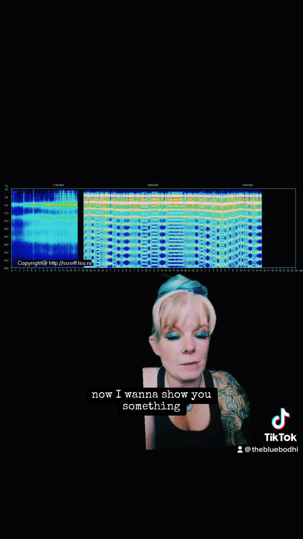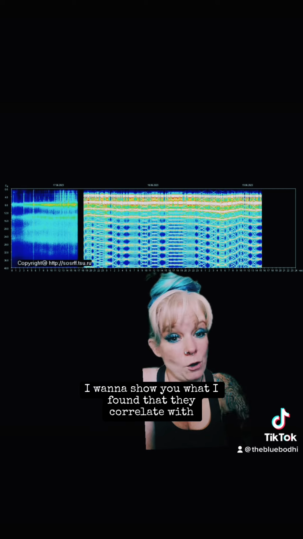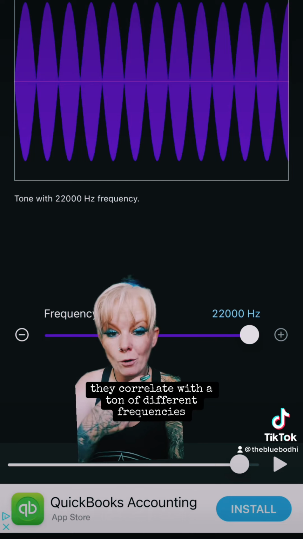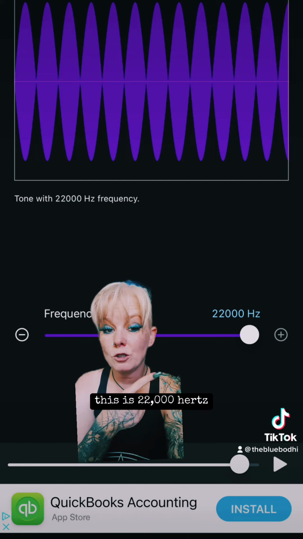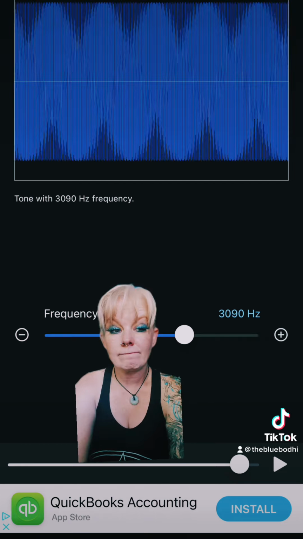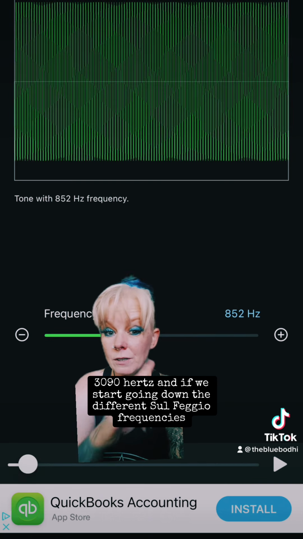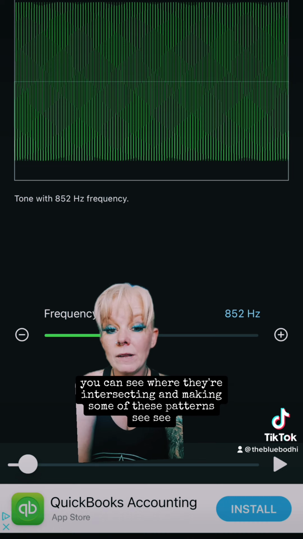Now I want to show you something, because in dissecting these last night, I want to show you what I found that they correlate with. Are you guys ready? Because it's kind of crazy. They correlate with a ton of different frequencies. This is 22,000 hertz, 3,090 hertz. And if we start going down the different solfeggio frequencies, if you space these out, you can see where they're intersecting and making some of these patterns.